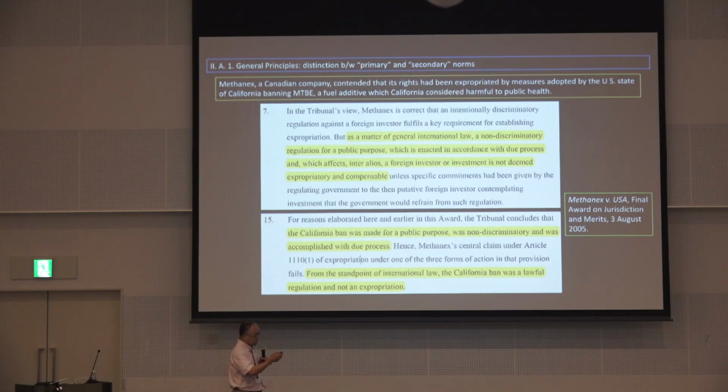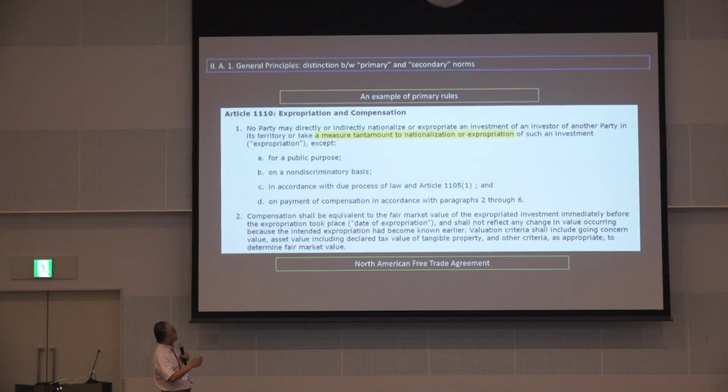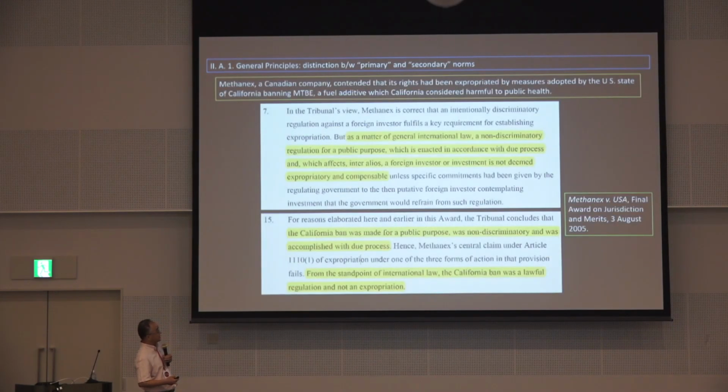Then what the tribunal said was quite interesting. As a matter of general international law, not as a matter of interpretation of Article 1110 of NAFTA, but as a matter of general international law, a non-discriminatory regulation for public purpose, which is enacted in accordance with due process and which affects inter alia a foreign investor, is not deemed expropriatory and compensable. Isn't it interesting? Because even if the measure was for the public purpose, non-discriminatory and with due process, you don't have to pay compensation. And this is squarely in contradiction with the text of Article 1110. But that's what general international law says.